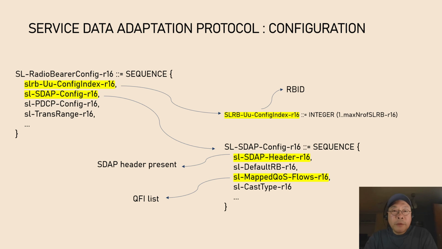This is the configuration used to connect the SDAP's upper and lower interfaces, the QoS flow and radio bearer. Through the SL radio bearer config, each radio bearer ID can be associated with the corresponding list of QoS flow IDs.